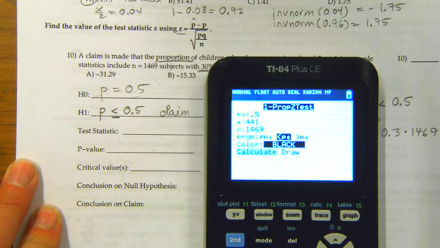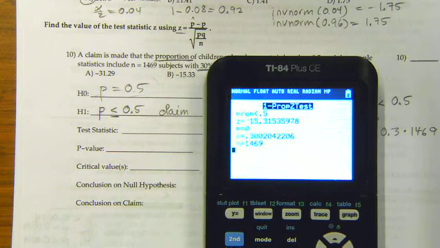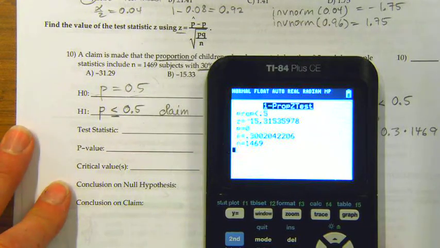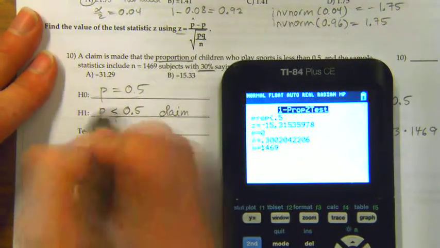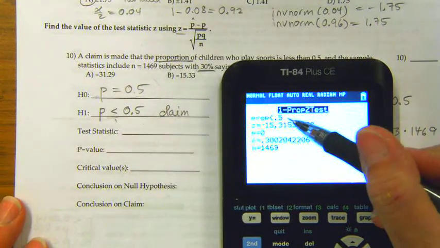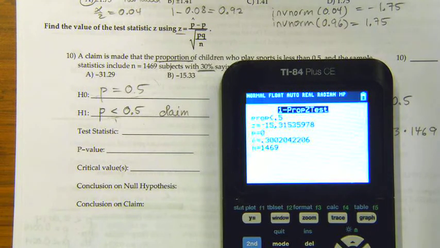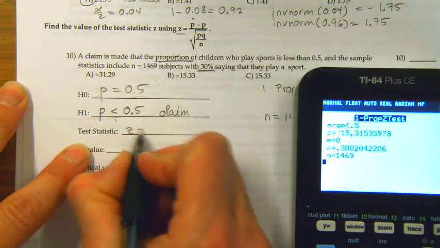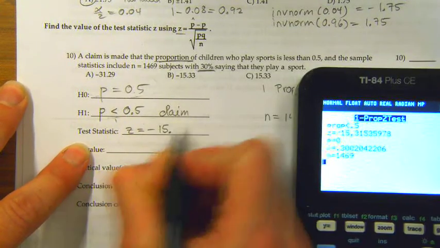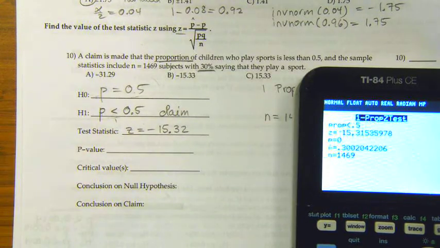And then we're going to go down to calculate. You can also draw it, which is kind of cool to look at the graph later on. Okay, so this restates our alternate hypothesis, which is less than 0.5. Then it gives us a Z. That's our test statistic. It takes the sample proportion and standardizes it to a test statistic, a z-score over here, which is negative 15.32. Remember, we always round z-scores to 2 decimals.